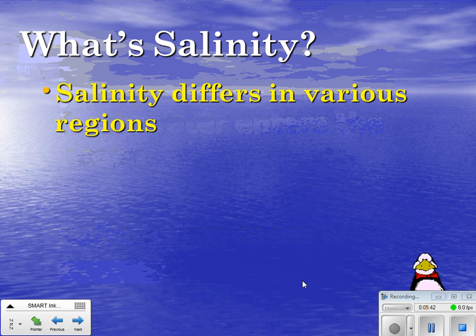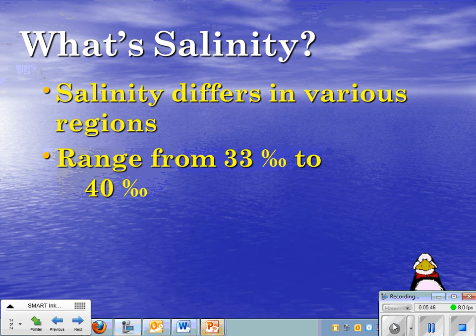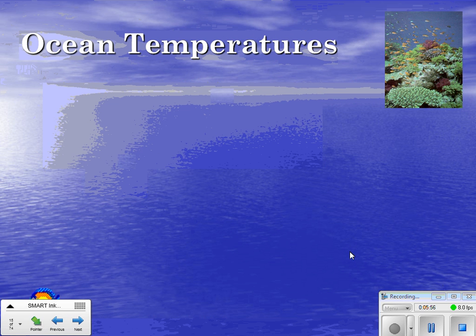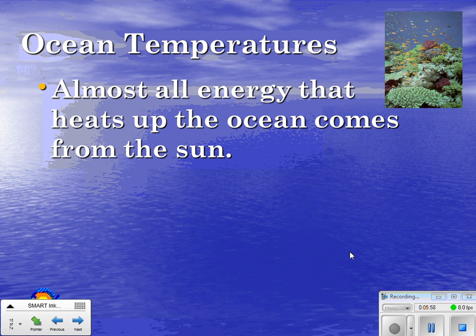Salinity differs in various regions. I sort of started talking about that. Salinity is going to range from 33 parts per thousand to 40 parts per thousand, depending upon where you are in the world. And then the temperatures. Almost all energy that heats up the ocean comes from the sun. So think about where most of the heat is probably going to be.